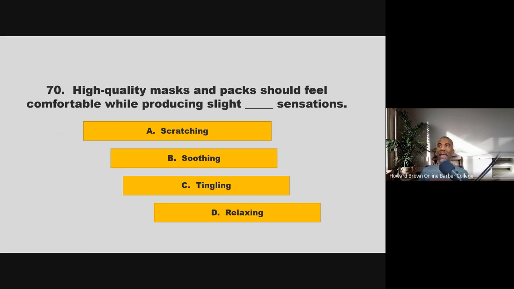High quality masks and packs should feel comfortable while producing slight blank sensations. Is it scratching, soothing, tingling, relaxing? If you chose C, tingling, you are correct.